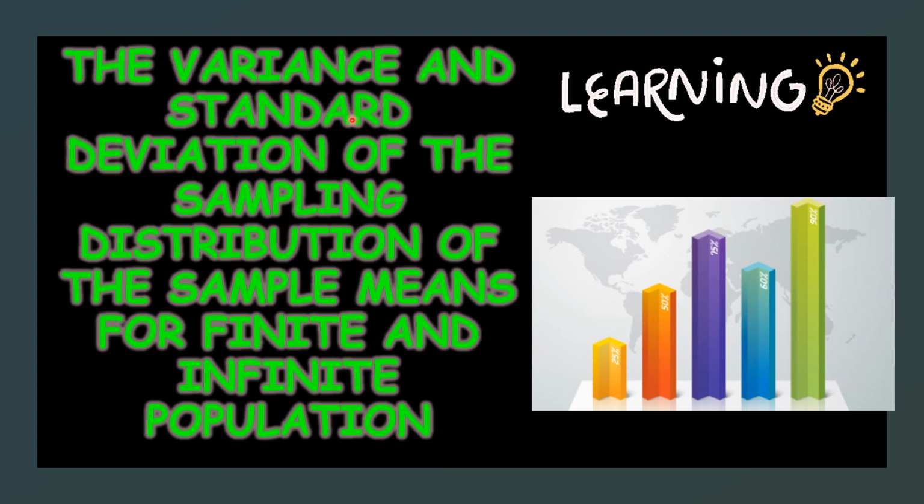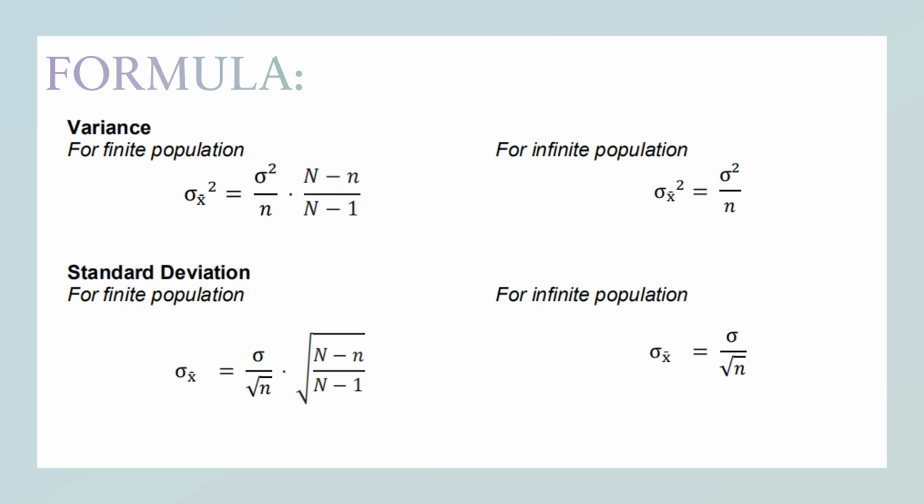So, balikan muna natin yung variance and standard deviation of the sampling distribution of the sample mean for finite and infinite population. Do you remember yung mga formula na pinapicture ko sa class or sa classroom? Ito yung mga yan, no? So, we have different formulas for variance and standard deviation, depende kung finite population siya or infinite population.